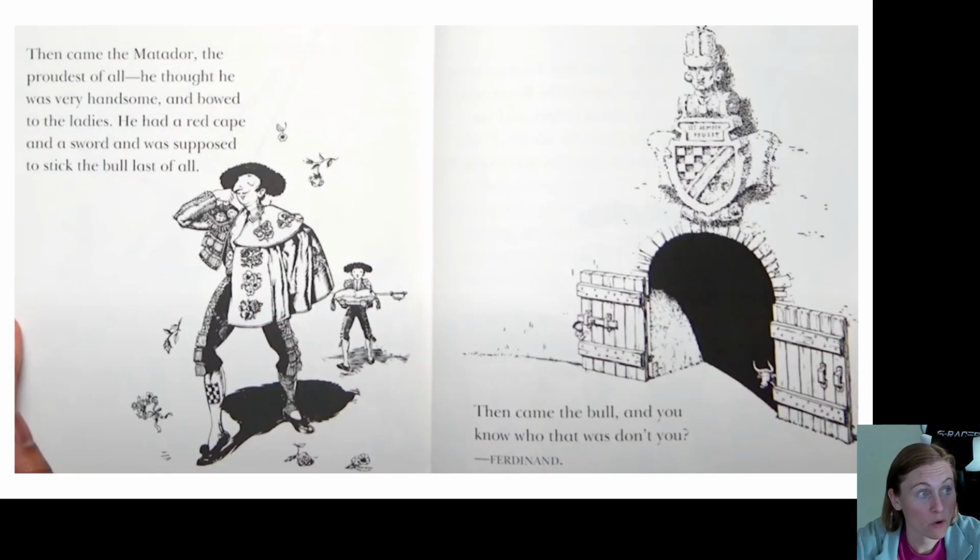Then came the matador, the proudest of all. He thought he was very handsome and bowed to the ladies. He had a red cape and a sword and was supposed to stick the bull last of all. Then came the bull, and you know who that was, don't you? Ferdinand.